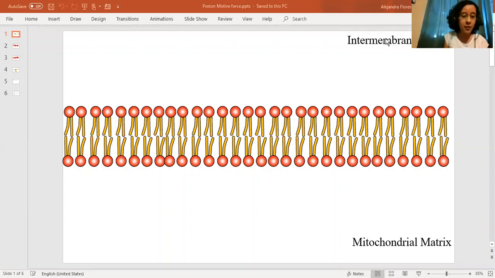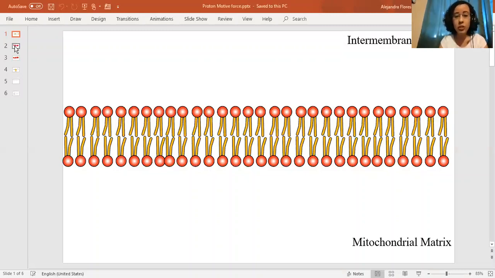What do you need to create this proton gradient? I'm gonna take the electron transport chain as an example, and if you see on my screen a membrane, it's separating the intermembrane space and the mitochondrial matrix. Why is this important? To create this electrochemical gradient, you need to have a closed membrane that separates both sides. Okay, so let's go to the electron transport chain.